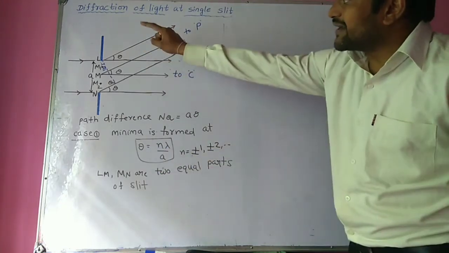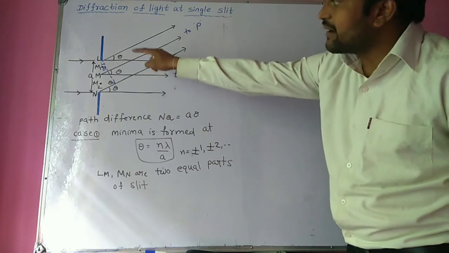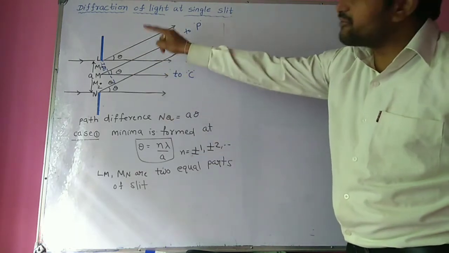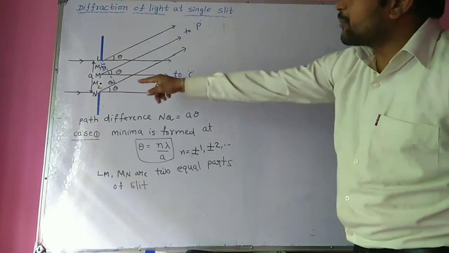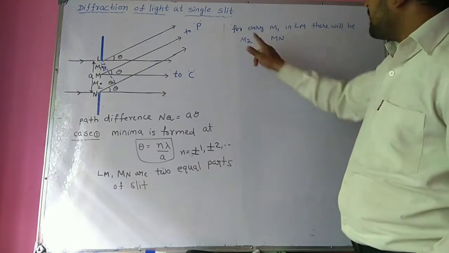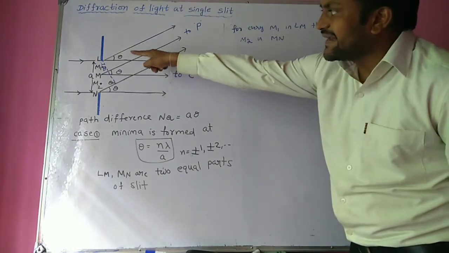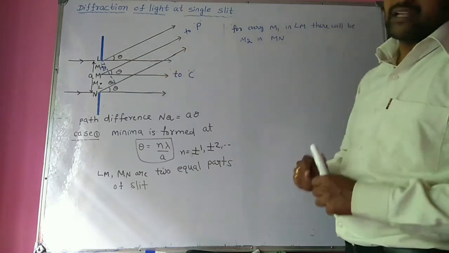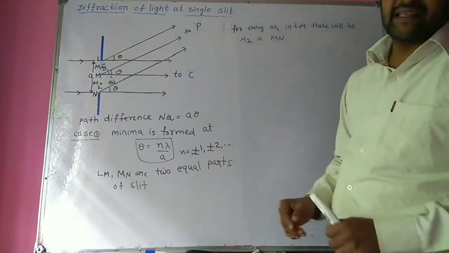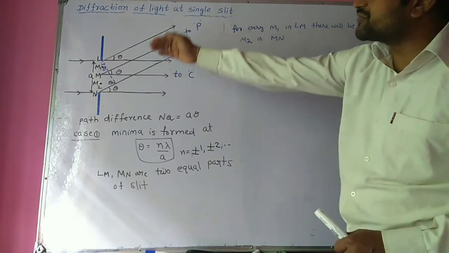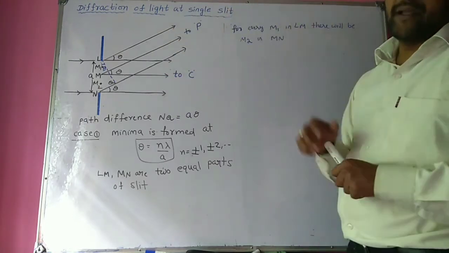Now we consider the point M1. M1 is the midpoint of LM, and M2. For each and every M1 point, there will be the point M2 between M and N. So for each M1 in LM, there will be M2 in MN. That means M1 and M2 are the midpoints of the halves. That means the contributions of these two half parts at point P we have to discuss.